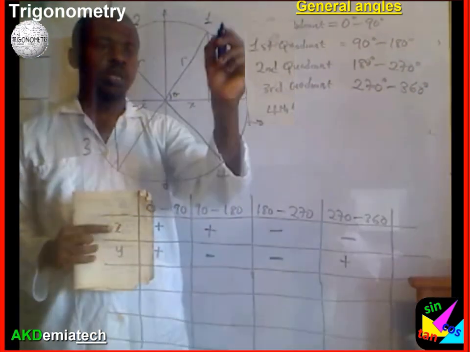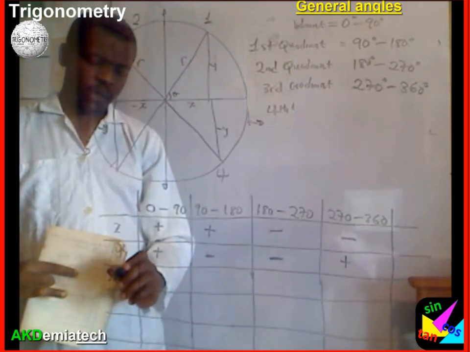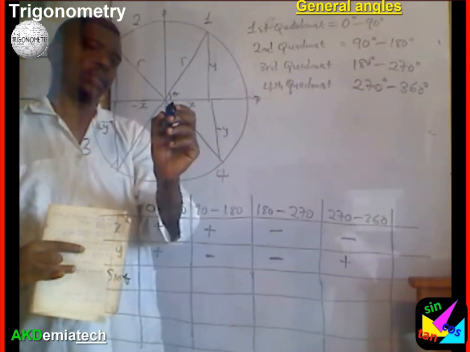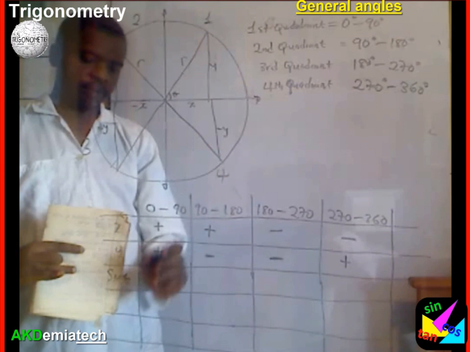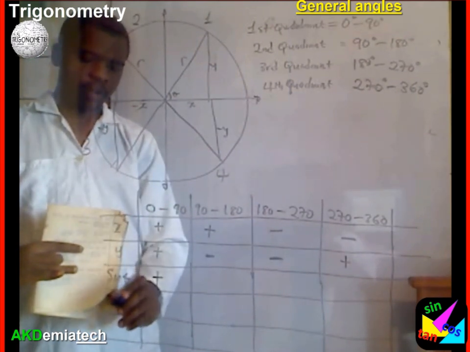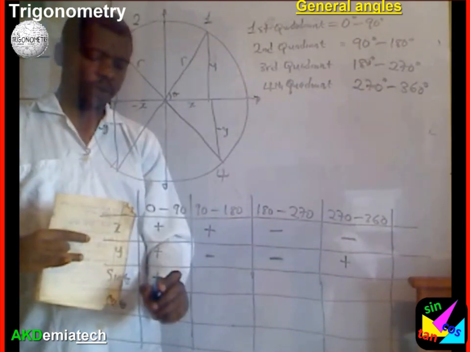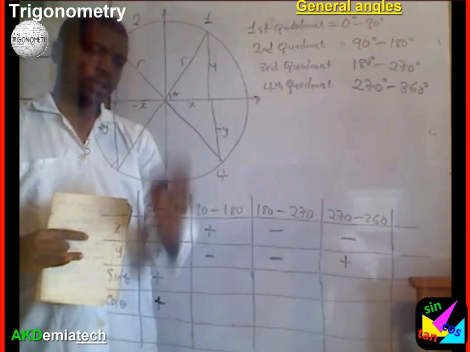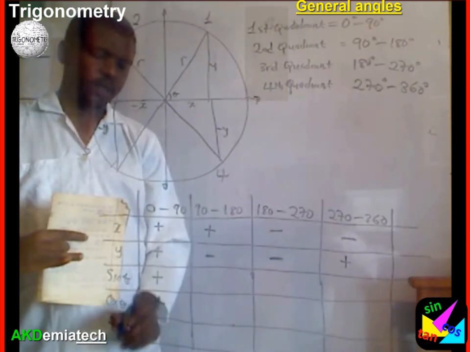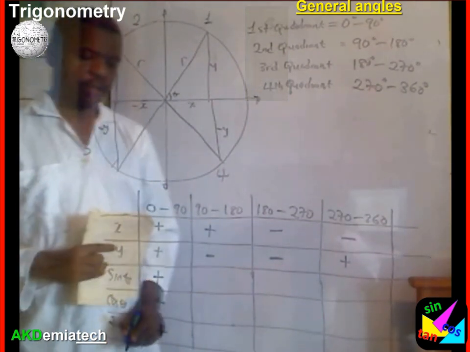What will be the trigonometric ratios for this first quadrant? Sine theta, this is theta here. Opposite, so y is positive, that shall be positive. What about cos theta? Cos theta is adjacent, x positive, so the cosine will be positive. Tan theta, sine theta all over cos theta gives us tan theta, so that will also be positive.